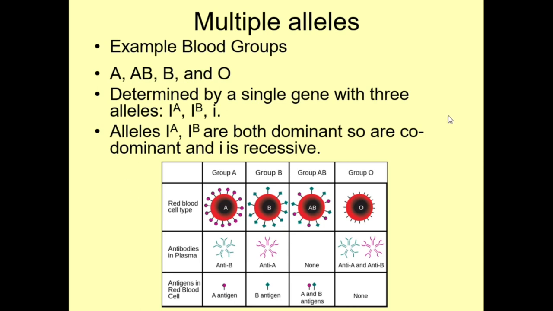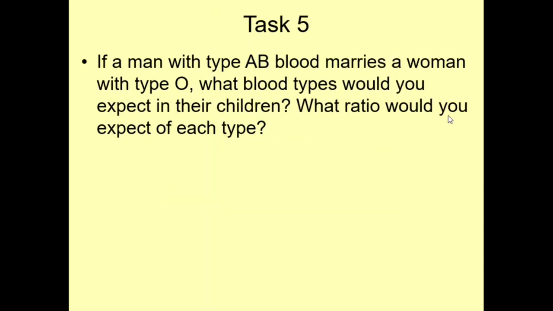So I've got a little test for you to do again. The final task is a simple Punnett square again. If a man with type AB blood marries a woman, that's very old-fashioned of me, but let's say a man with type AB blood has a child with a woman with type O blood, what blood types would you expect in their children? What ratio would you expect of each type?